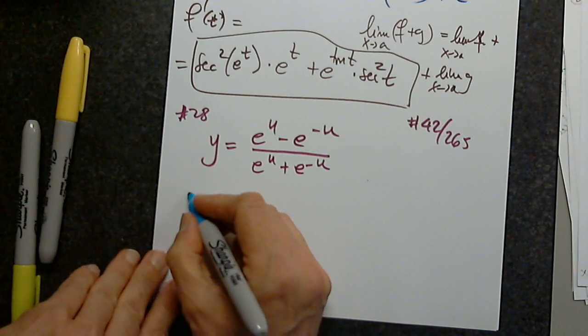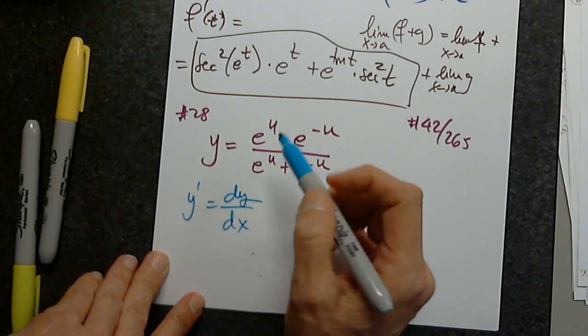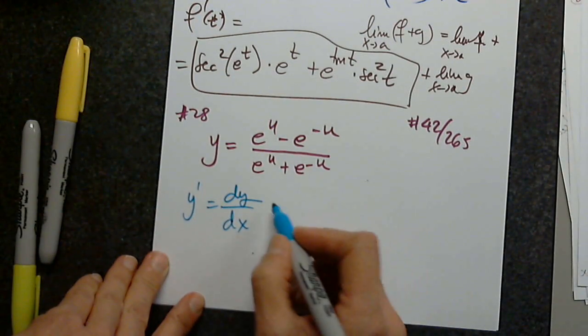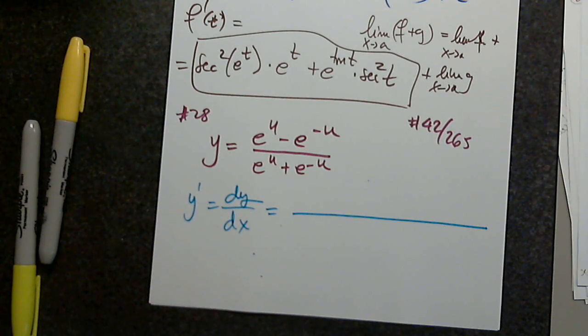So y prime, or dy over dx, I have to differentiate the quotient. So now we have to look carefully. It says find the derivative of the function.